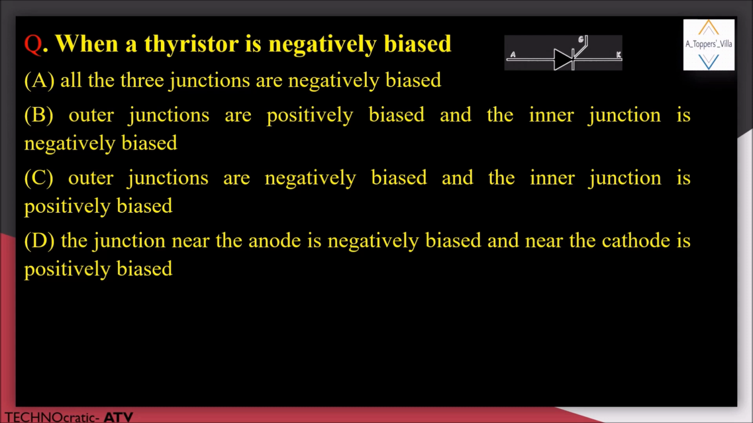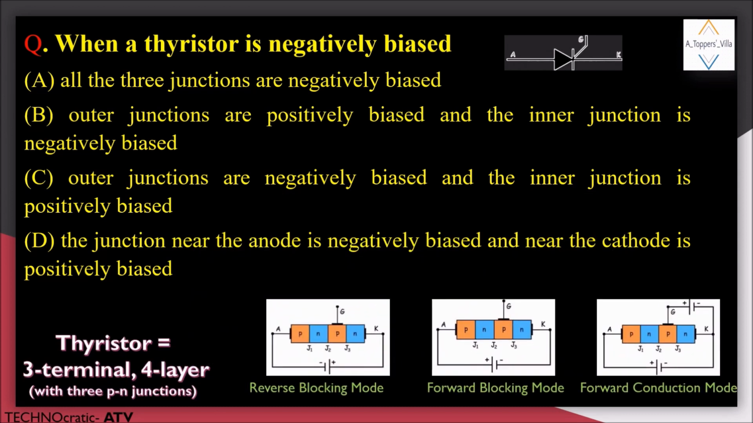When a thyristor is negatively biased, we know that thyristor is a three-terminal, four-layer device with three PN junctions in between them. And these are the possible modes of operation for a thyristor: reverse blocking mode, forward blocking mode, and forward conduction mode.